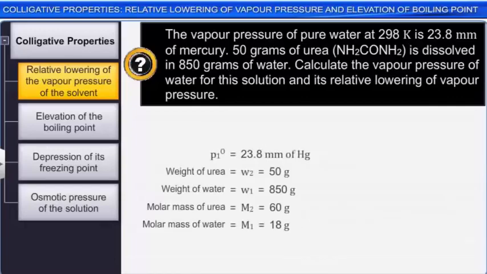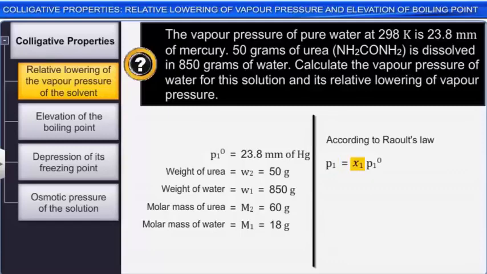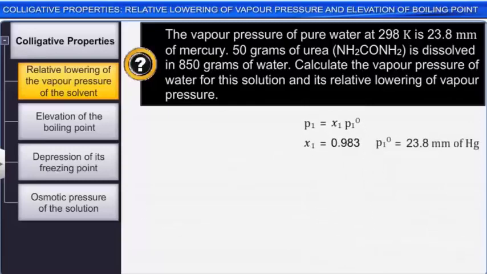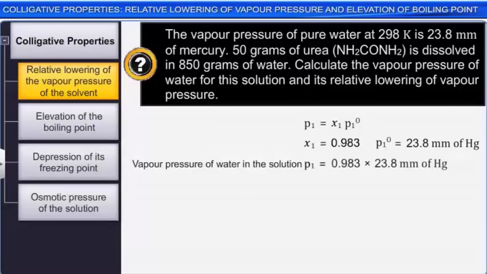Now, according to Raoult's law, the vapor pressure of water for this solution is the product of the mole fraction of the water and the vapor pressure of pure water. Let us first calculate the mole fraction of water. Substituting the given values of W1, W2, M1 and M2, and on solving, we get X1 is equal to 0.983. Substituting this value of X1 in the expression, we get the vapor pressure of water for this solution, P1, is equal to 0.983 multiplied by 23.8, which is equal to 23.395 millimeter.